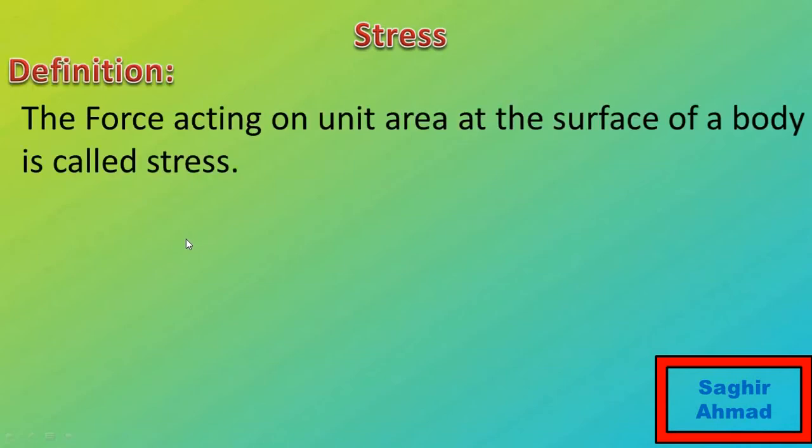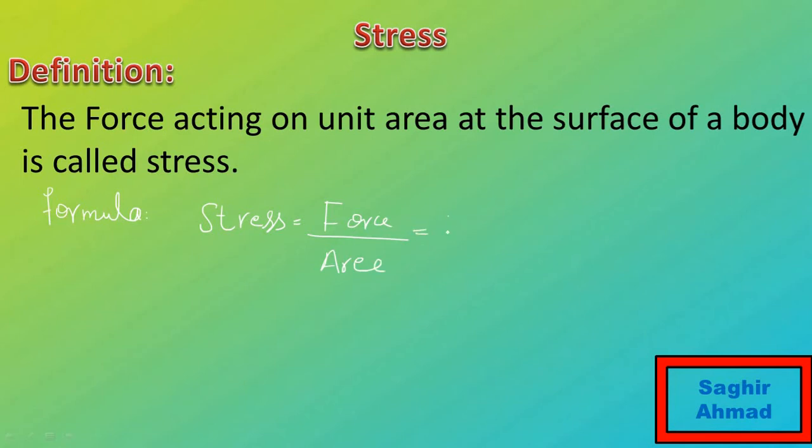Elasticity has two important factors. Number one is stress. It's defined as the force acting on unit area at the surface of a body is called stress, and stress has a formula that I write here. The formula of stress is equal to force per unit area.